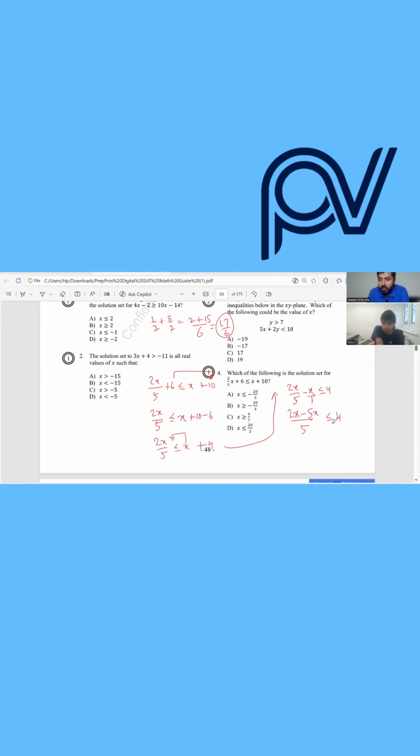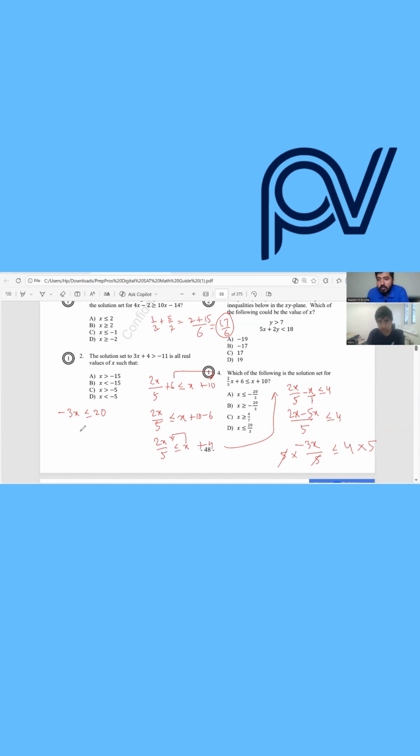Right now, you have no doubt, right? Yes. Okay, then 2x minus 5x becomes negative 3x over 5 is less than or equal to 4. Yes or no? Yes. Then 5 multiplied by here, 5 multiplied by here, so 5 cancels out 5. So that means negative 3x is less than or equal to 20. I mean, less than or equal.